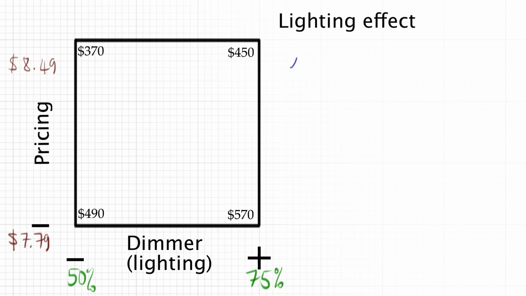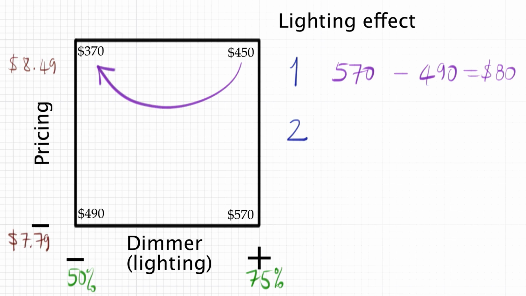First, let's analyze the effect of lighting amount. We have 2 chances to judge the effect of lighting. The first is to consider the difference between the high level of lighting compared to the low level of lighting, but keeping prices at their low values. When we do this, we see the difference is 570 minus 490. That's a difference of $80.